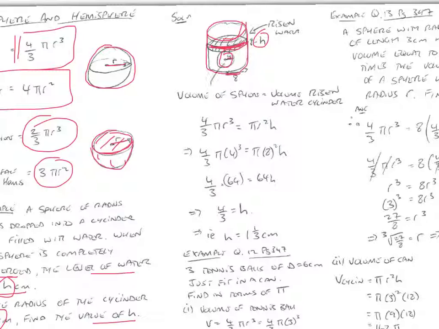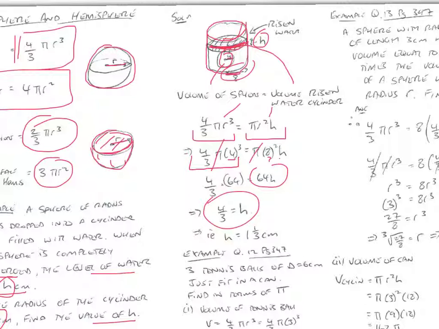So the volume of the sphere is equal to the volume of this water displaced, has to be. So 4 over 3 pi r cubed is equal to pi r squared h, volume of the sphere, volume of a cylinder. So 4 over 3 pi by the radius of the sphere cubed is equal to pi by the radius of the cylinder, which is 8, squared, by h. So the pi's can cancel, and you have 4 over 3 by 64 is equal to 64 h. h is equal to 4 over 3. h is equal to 1 and 1/3 centimeters. Okay.